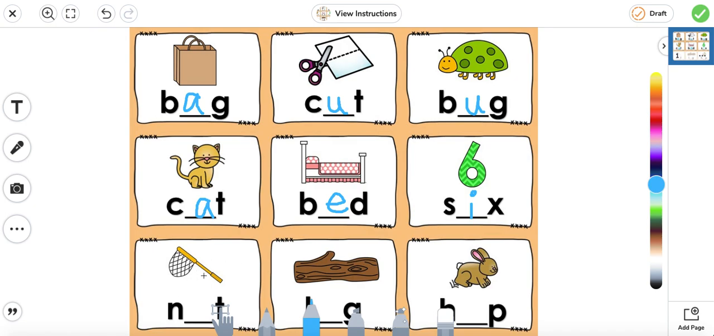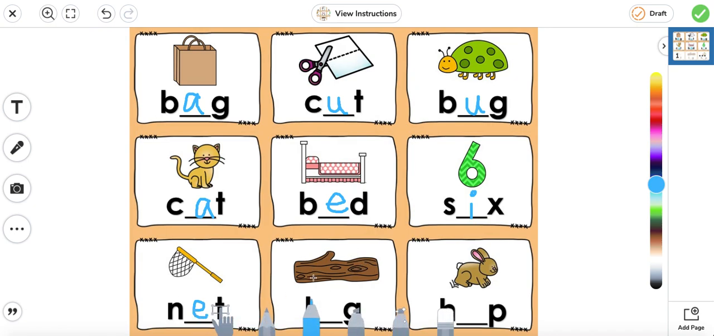What is this? A net. Sound it out. N, e, t. What's the middle sound? E. What letter makes the e sound? E. Let's go to the next picture.